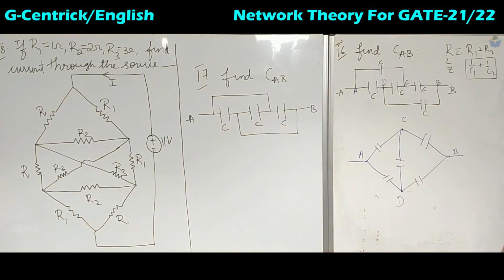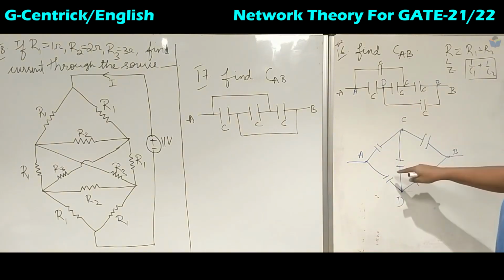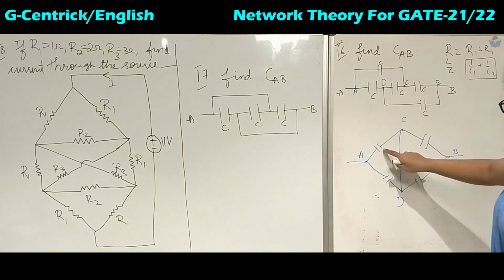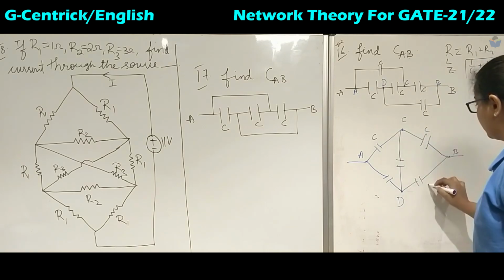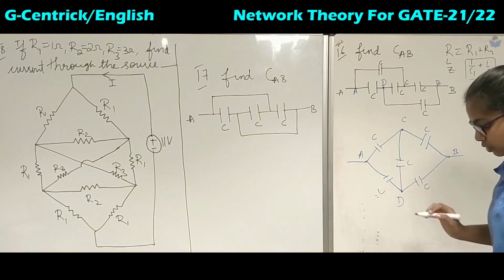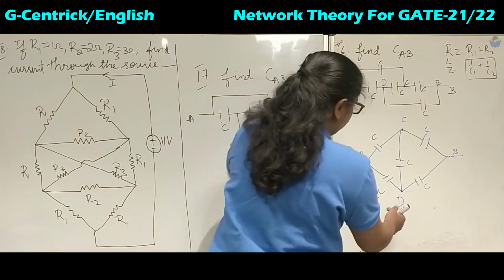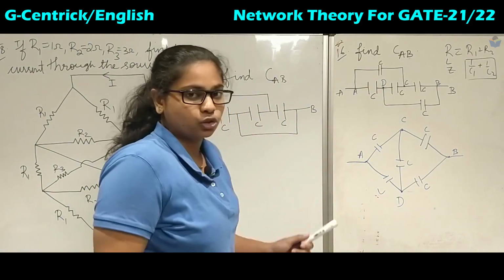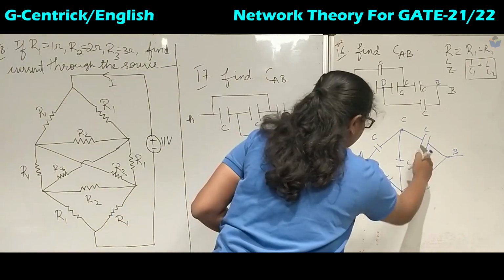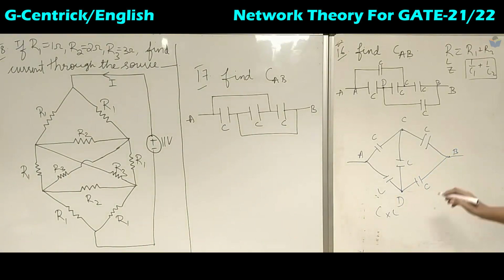We need to count the total number of capacitors after we have redrawn, otherwise there is a chance of making a mistake. So here are 1, 2, 3, 4, 5 capacitors and their values are all C. To satisfy the condition of the Wheatstone bridge, how should it be satisfied? Across the diagonal branch, the products of the opposite side branches should be the same. So if you multiply these two, C into C, and opposite to this we have again C into C.